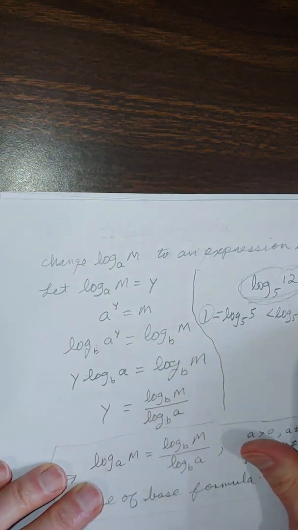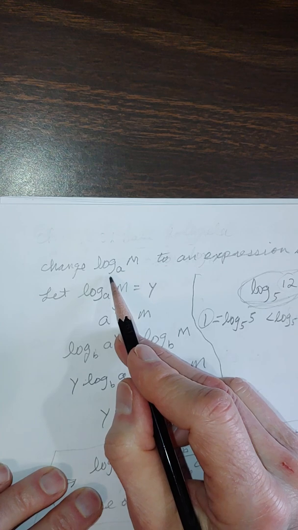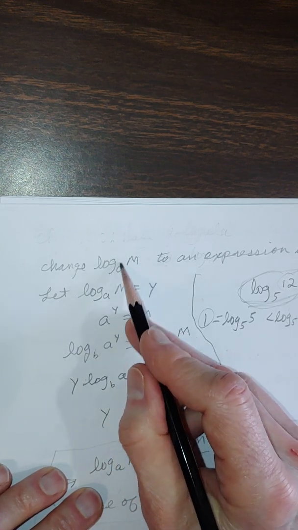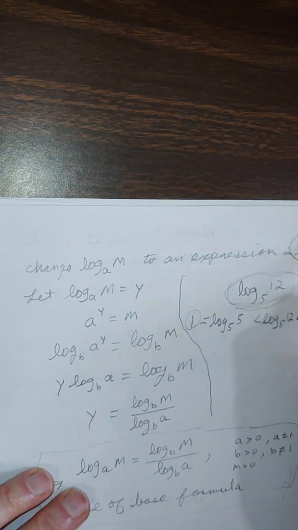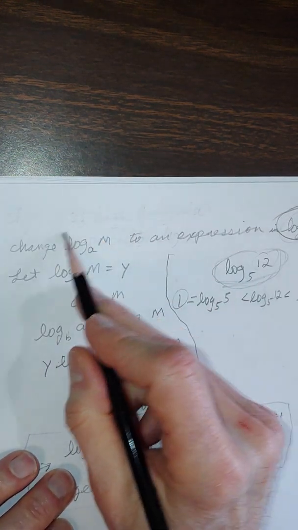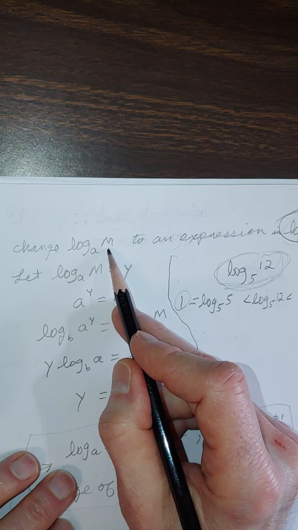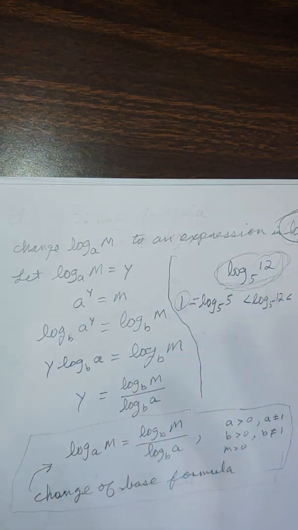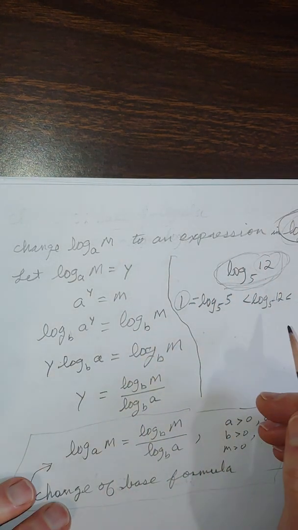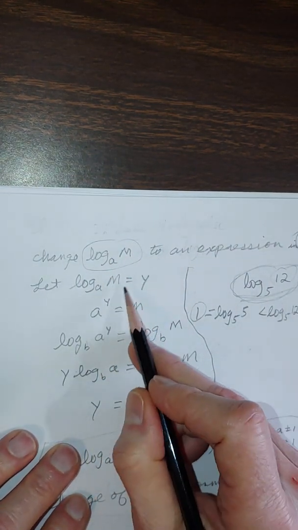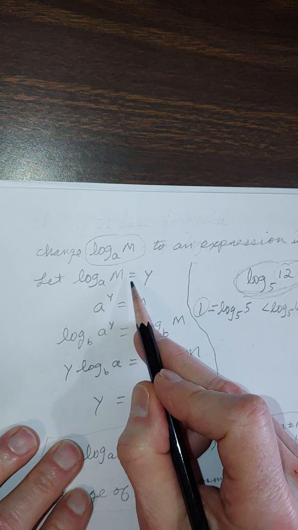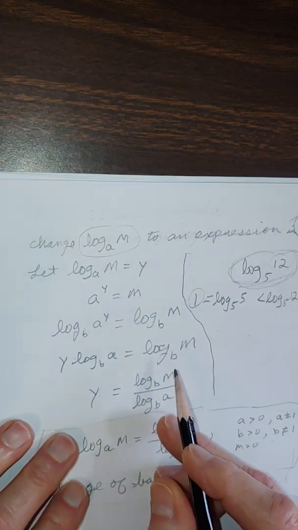Suppose I wanted to find a way to change log base a of something, m, into an expression that has a log base b in it. So I want to change this log base a of m into an expression that somehow has log base b in it, but is equal to the same thing. Let's start with this. Log base a of m, let's call it y. Let's write this in exponential form. So a to the y equals m.